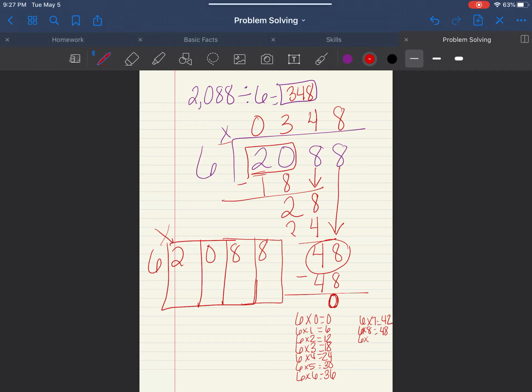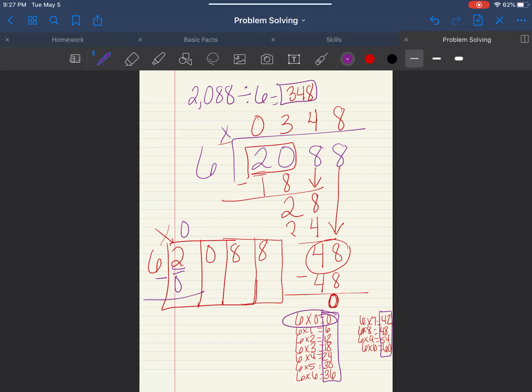6 times 7 equals, sorry, that's 42. 6 times 8 equals 48. 6 times 9 equals 54. And 6 times 10 equals 60. Remember, we're only looking at our products.